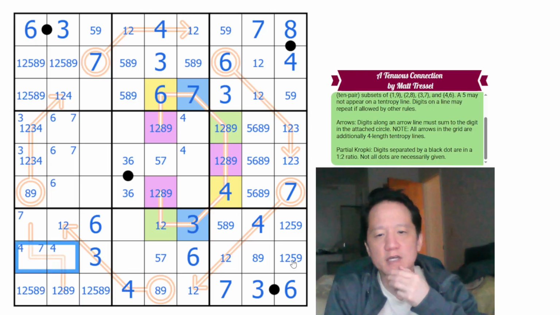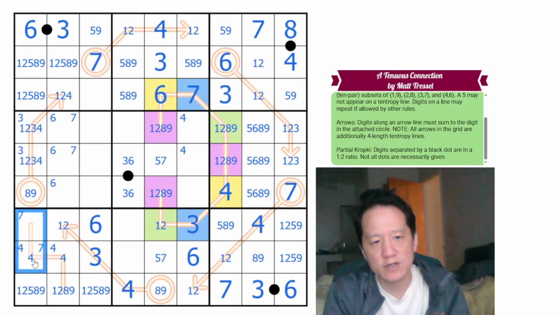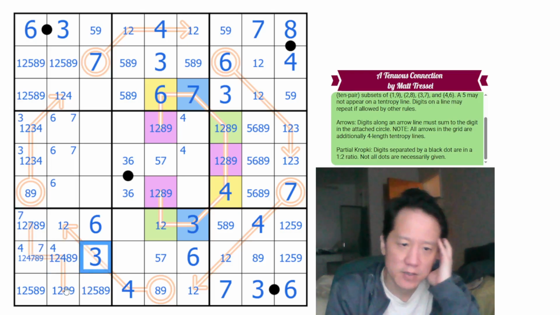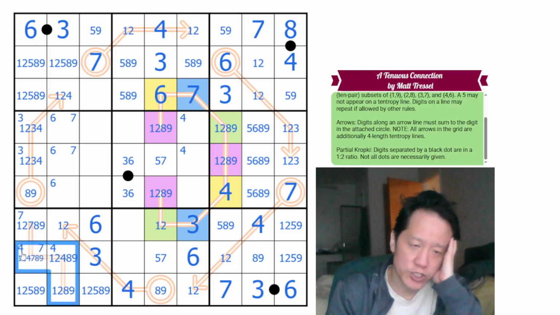So one of these is a 4. One of these is a 7, and the last remaining digit is a 1, 2, 8, or 9. But we're not sure which.